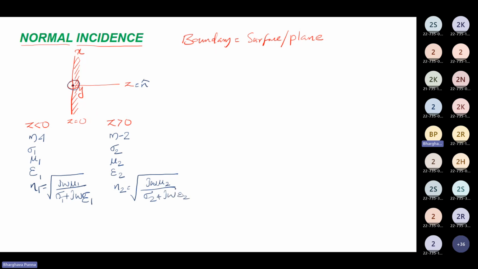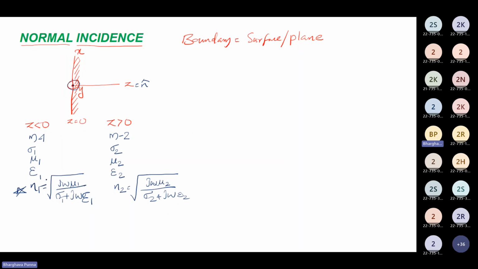As sigma, mu, and epsilon values are different for the two media, you will get two different values for eta 1 and eta 2. That means impedances are different in medium 1 and medium 2. This is the major point. This is what we need to remember. So how can I tell these two media are different? Simply you can tell that the impedances are different.